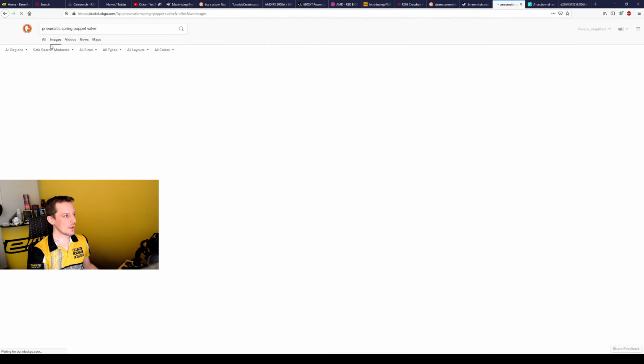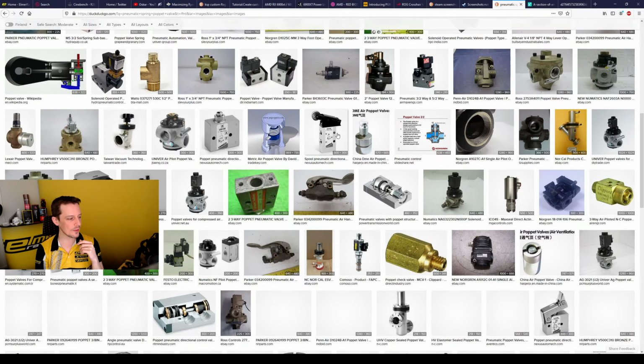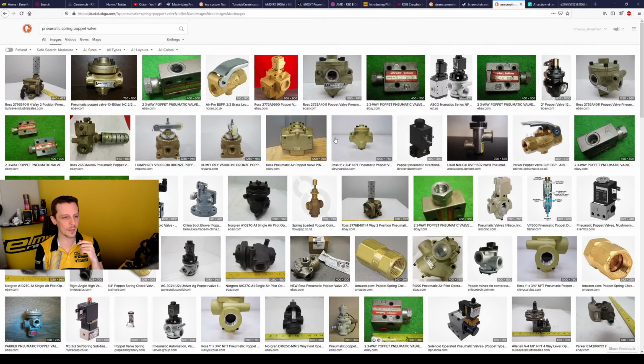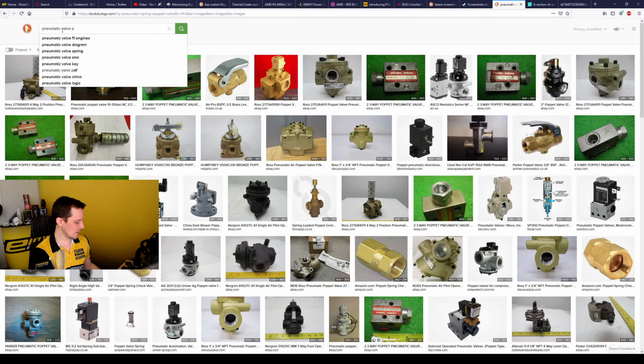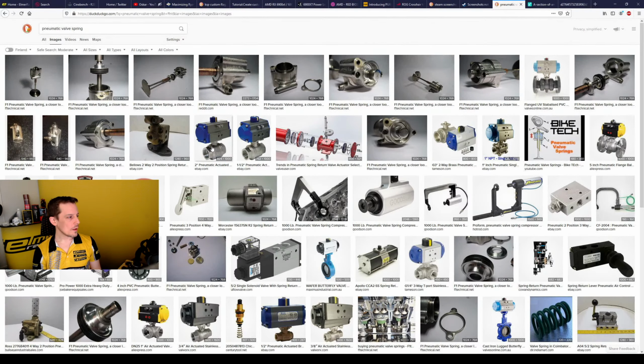Pneumatic spring poppet valve. Do we? Okay, just industrial stuff. Let's see if we can find a pneumatic valve spring or something. F1 pneumatic valve spring. Okay, but do we have a cutaway view of one of these maybe?